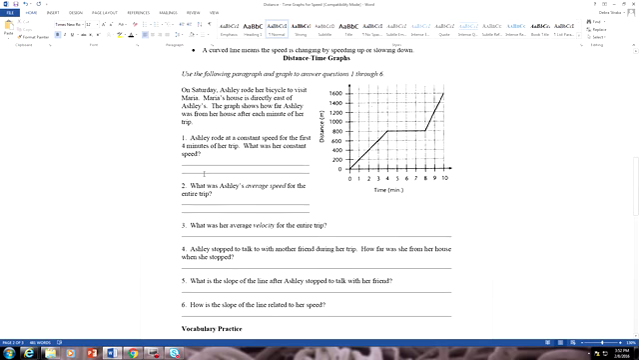We're going to write formulas for this, just like we did the other day on our notes. Everything has a formula. Ashley rode at a constant speed for the first 4 minutes of her trip. What was her constant speed? So you want to write S equals D over T. That's our formula, S equals D over T.